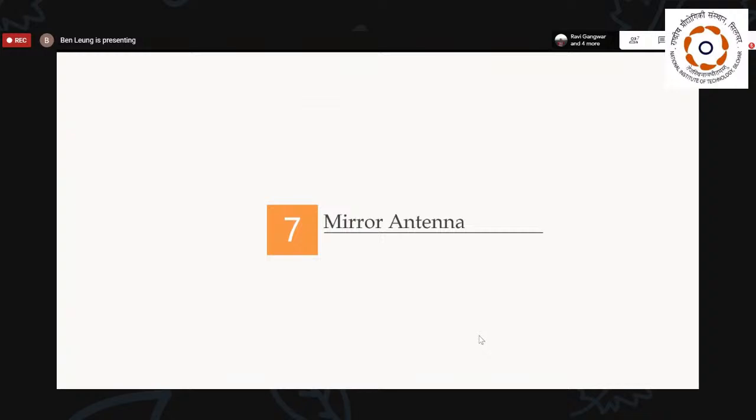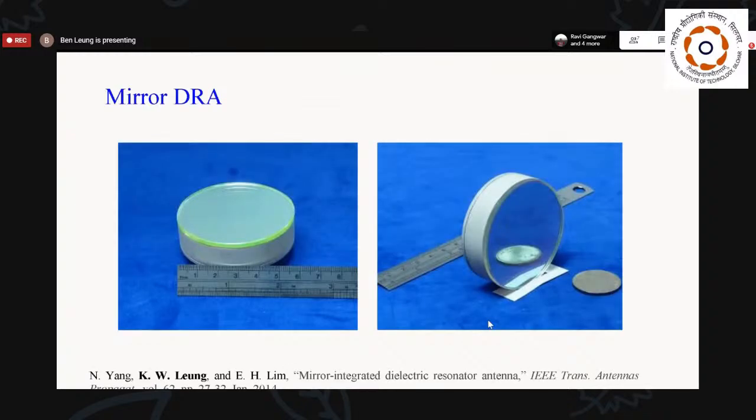So finally, I would like to share with you the mirror DRA. Okay, here we have glass on top of this DRA. Now, this glass is in fact a second dielectric layer for this DRA. So it is not simply just sticking a conventional mirror onto it, but instead it is part of the DRA design.